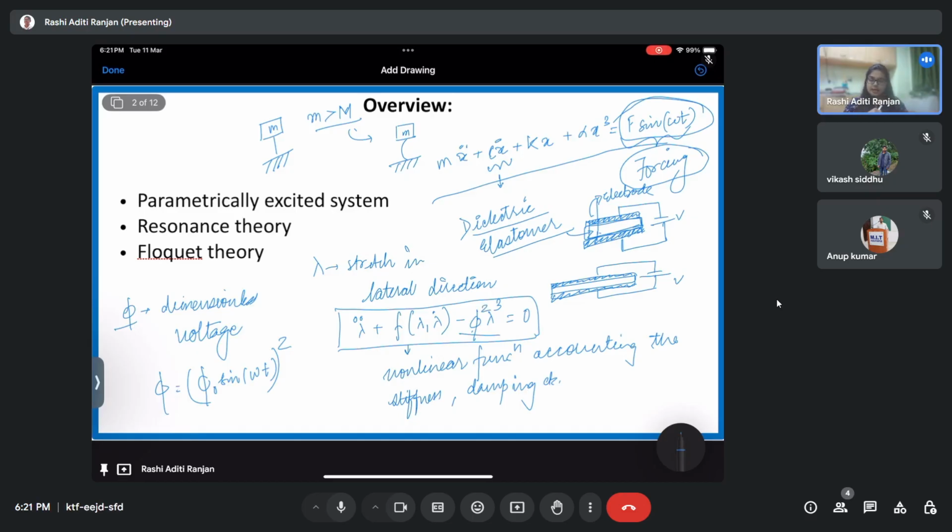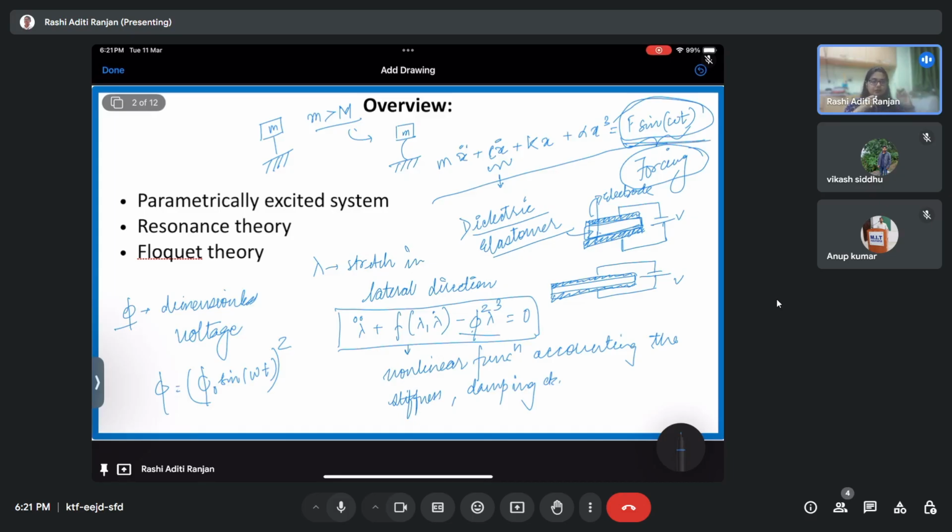So if this is the case, you see that the parameter which is multiplied with lambda cube is changing with time. It is sinusoidal in nature, or to be precise, it is the square of a sinusoid, right? So an excitation in the system such that it changes the value of a parameter with time is known as a parametrically excited system. Here my parameter is excited. In the above equation, there was a forcing excitation.